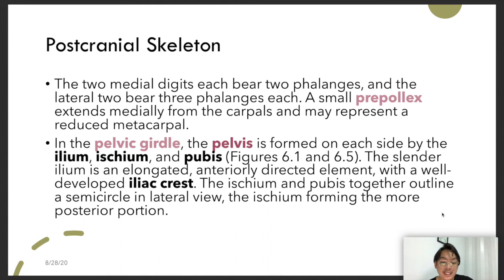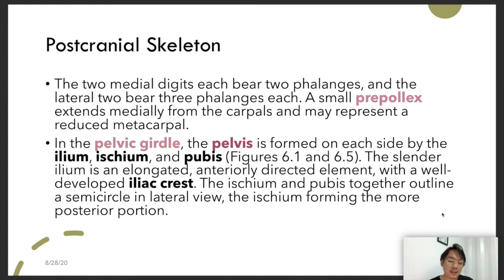We have 2 medial digits, each bearing 2 phalanges, and the lateral 2 bear 3 phalanges each, and a small prepollex extends medially from the carpals and may represent a reduced metacarpal. In the pelvic girdle, the pelvis is formed on each side by the ilium, ischium, and pubis. The slender ilium is an elongated, anteriorly directed element with a well-developed iliac crest. The ischium and pubis together outline a semicircle in lateral view, with the ischium forming the more posterior portion.